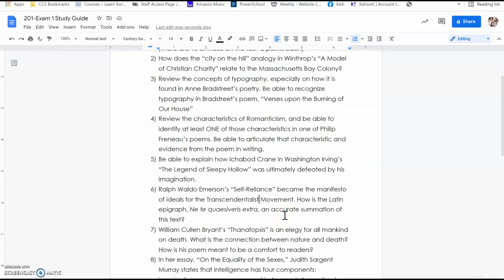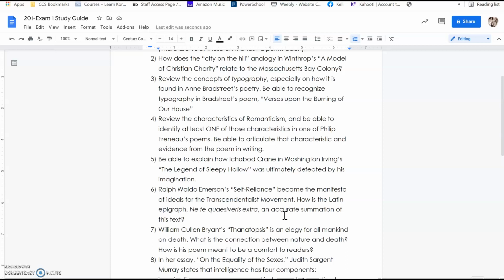And then in William Cullen Bryant's Thanatopsis, that's that elegy for all mankind on the subject of death. What is the connection between nature and death that he's trying to get across in the poem? And how is it meant to be a comfort? When you're thinking about death, how is it meant to be a comfort? Okay. So each one of those is worth 5 points.